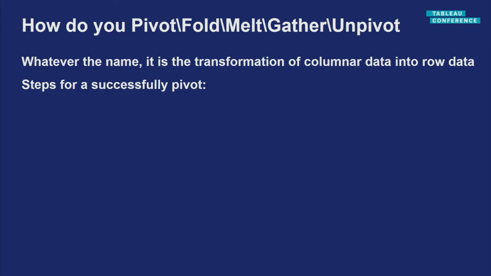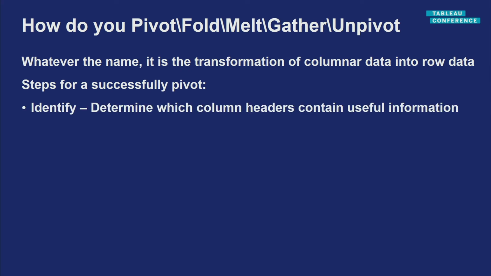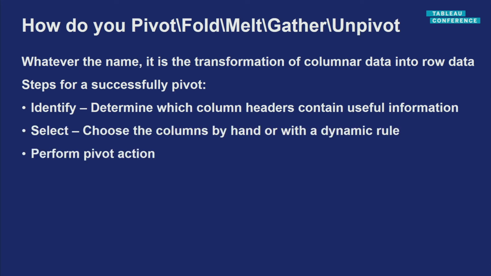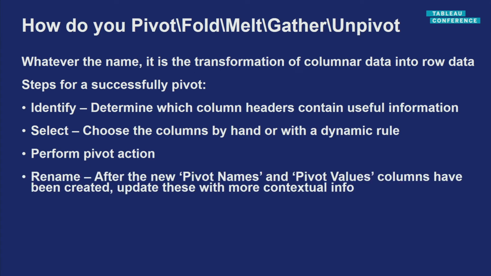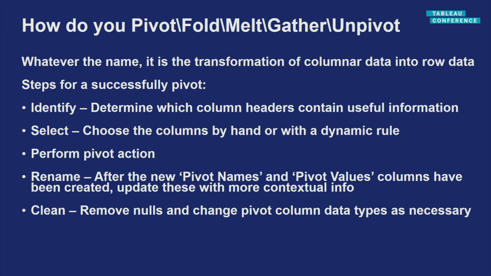So how do you perform a pivot, a fold, a melt, a gather, or an unpivot? Just a few steps. You identify which columns you want to pivot. So in our sales example, it was the sales years. You select these columns and then perform the pivot. And then afterwards, you're going to be left with two new fields, the pivot names, which would be years, and the pivot values, which would be sales in our example. And then you can clean up any nulls, which doesn't really happen in the simple pivot case, but does happen in more complicated coordinated pivot cases, which we'll talk about in a sec. And then change data types as necessary.